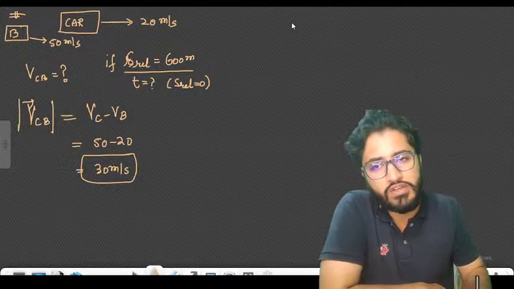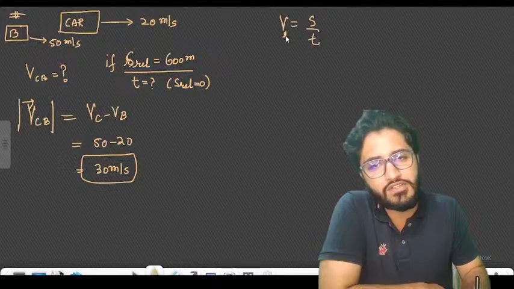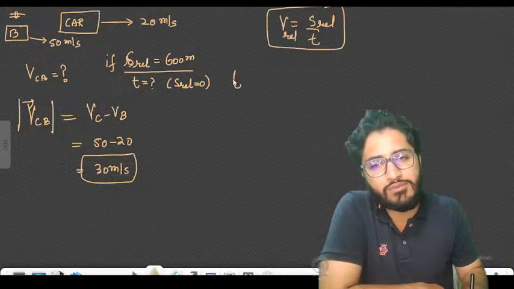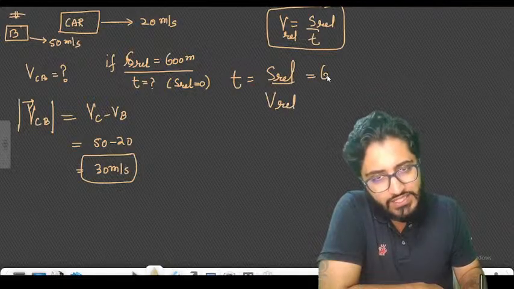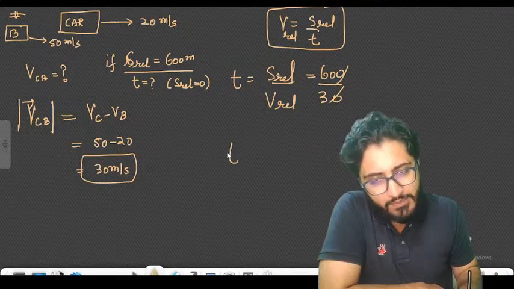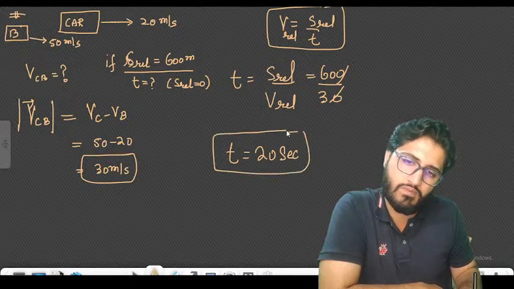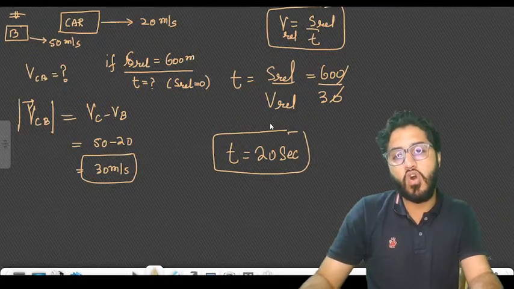Done. So we know that one relation, V equals S by T. If this is relative, this could be relative. Time is not relative, so I need to find out time. Time is equal to S relative divided by V relative. What is S relative? Sir, 600. What is V relative? 30. So my T came out to be 20 seconds. So after 20 seconds, my bike will cross the car.